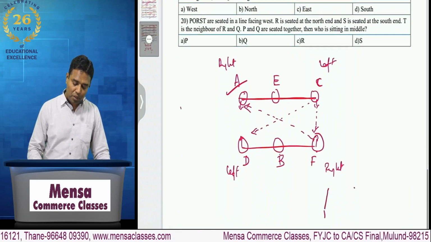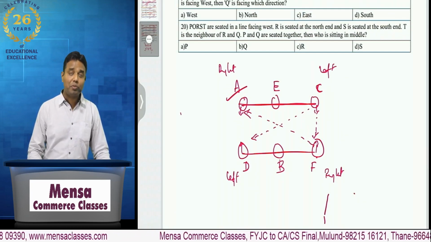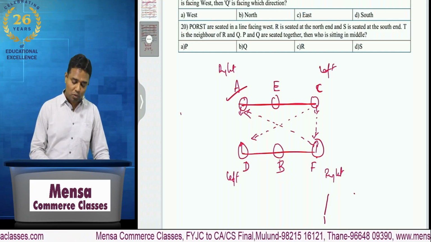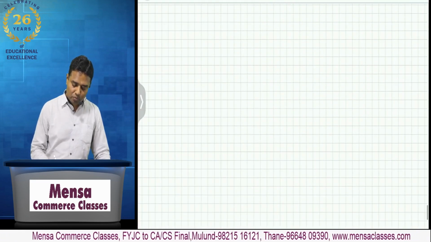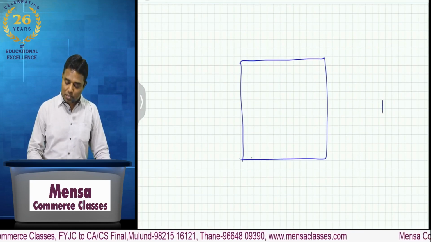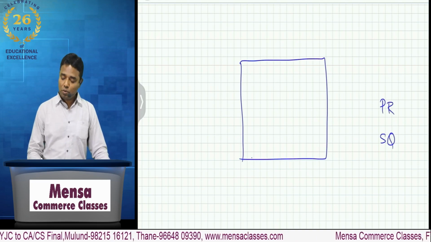Next, P, Q, R, S are playing a game of carom. P, R and S, Q are partners. So carom board, no? Who are the partners? P and R are partners, S and Q are partners. What does the question say?